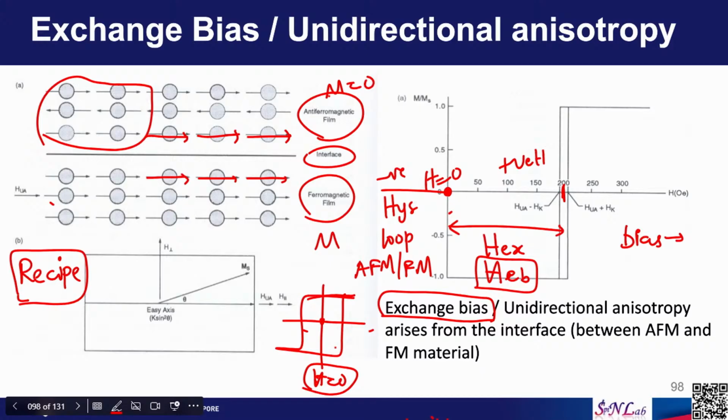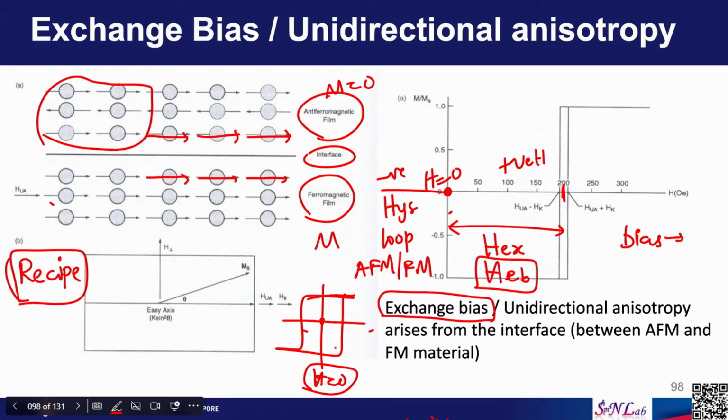What is the condition to get this? I told you that there is some recipe which we will discuss later. So for the time being, you assume that you have done something and you have this, and you are measuring the magnetic properties, then you see this one. Yeah, possible. Okay.